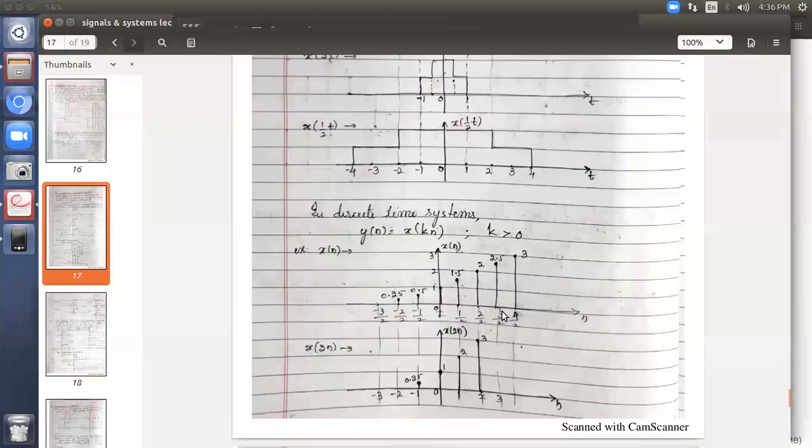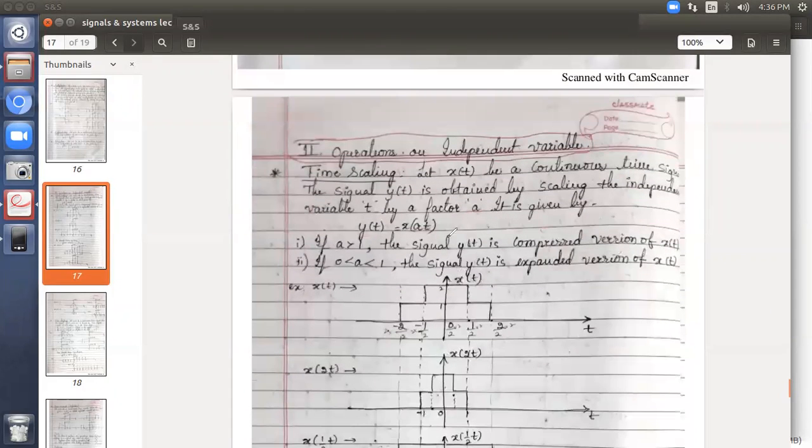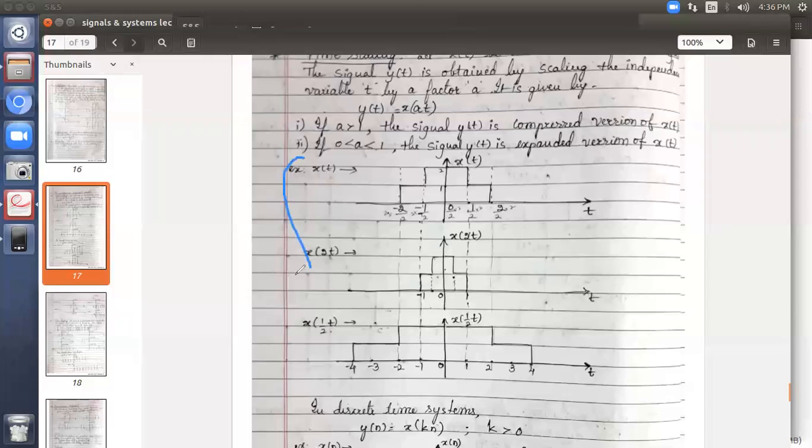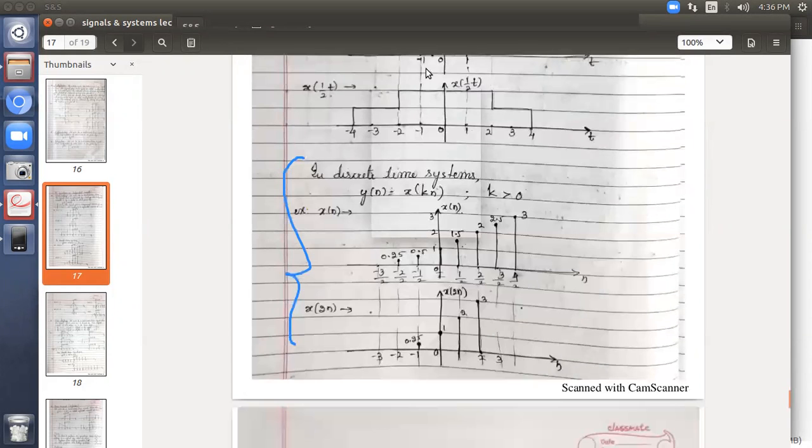So let us take one more example. I have taken the previous example for a continuous time system. Let us take one more example for discrete time. You'll understand, hopefully. Just like the continuous time signal, where it was y of t equals x of a into t, in case of discrete, y of n will become x of k into n. K is that value.